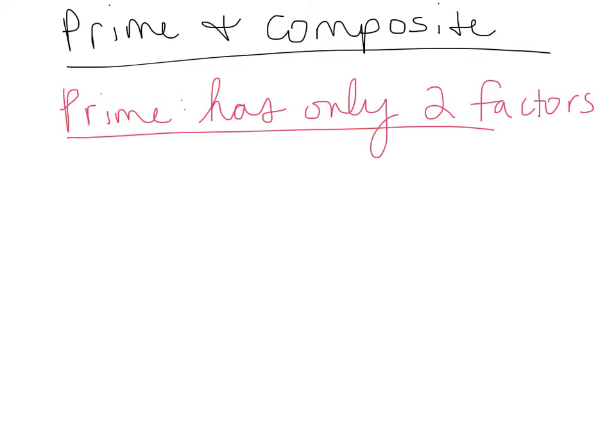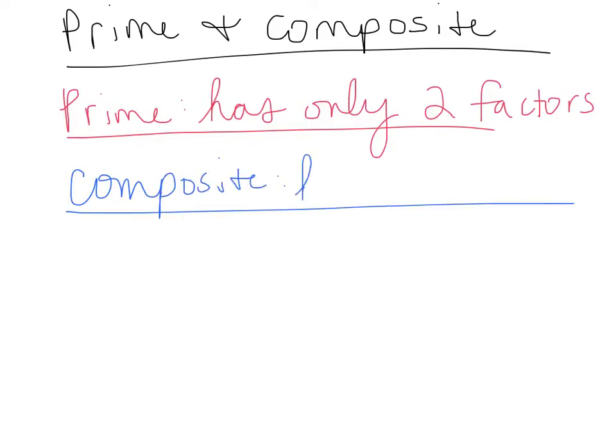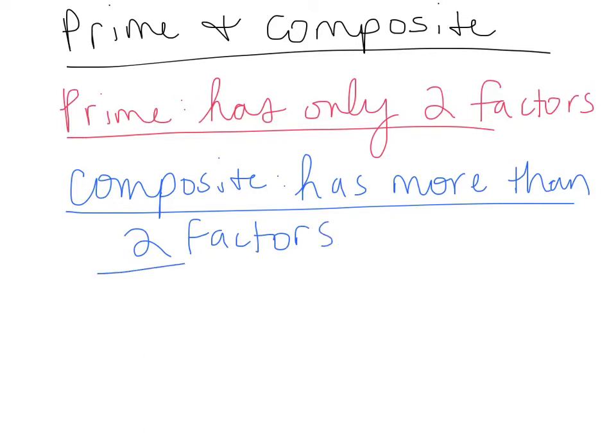A composite number then has more than two factors. More than two factors. So some of you who had numbers where you had to make a bunch of different arrays to get your number, those would be composite because they had more factors than just one and itself. We're going to go ahead and look at some examples now.